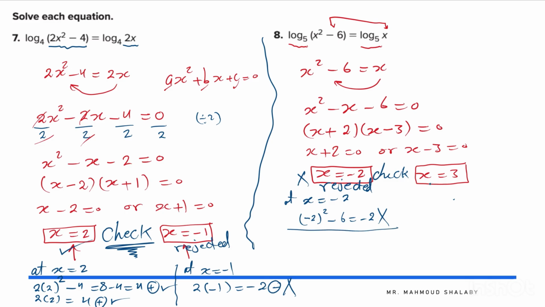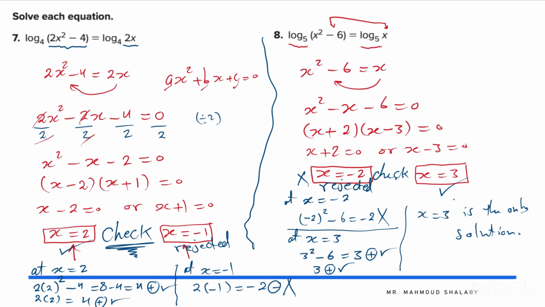Now I will check the other solution. So I will write here at x equals 3, and I will check both sides. So now replacing x by 3 here, it will be 3 squared minus 6. 3 squared is 9, minus 6 is a positive 3, so the answer is positive, accepted. I will choose the other side, it's only x, which means I only replace x by 3, which is still positive. Both work, both positive, which means this answer is accepted. So what I will write here is, x equals 3 is the only solution.